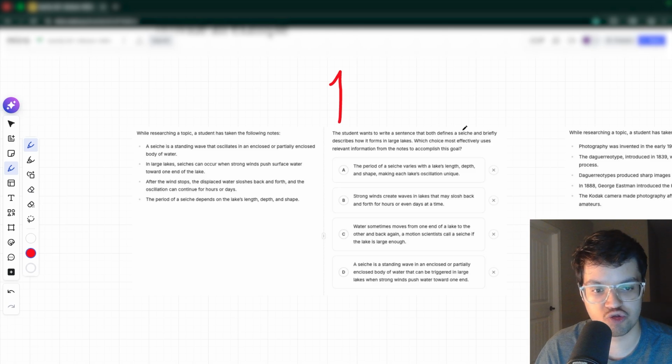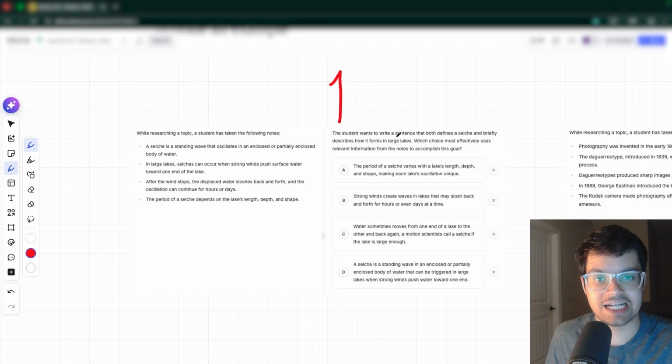But yeah, if I was trying to explain this in my own words, I would say we're trying to essentially explain what a seiche is, like say a seiche is X. And then we also want to explain how it forms. So what actually happens in nature to make a seiche appear? Is it just something with water? Does there have to be some human involved? Whatever. What actually makes it form?